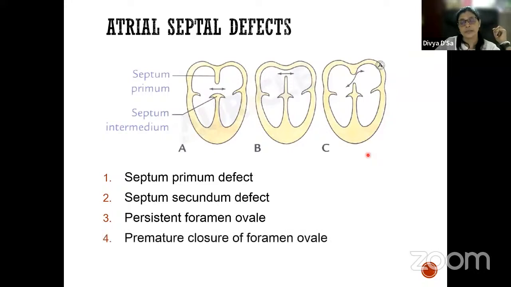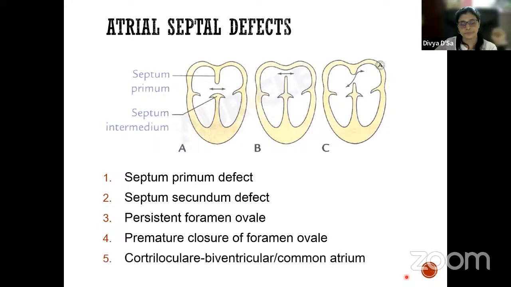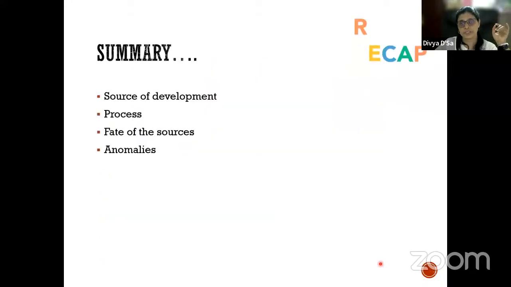Then sometimes there is premature closure of the foramen ovale. I told you, functionally it closes at the time of birth and anatomically it closes by the age of 3 months. So you should know that. Cor triloculare biventriculare is a common atrium, so there will be a single atrial chamber. The septum doesn't develop at all. So all these are different types of atrial septal defects. We have to know these.